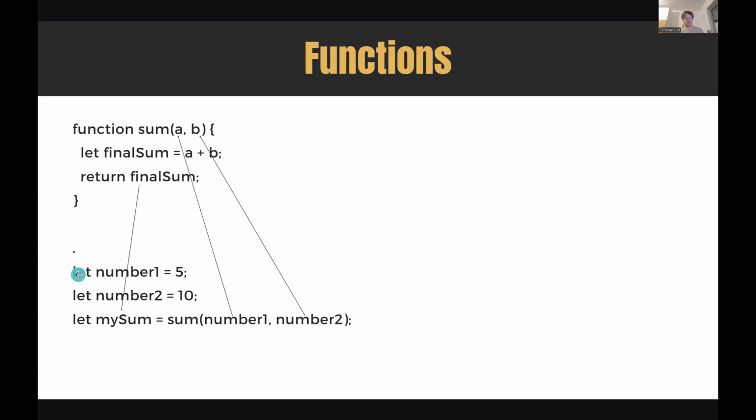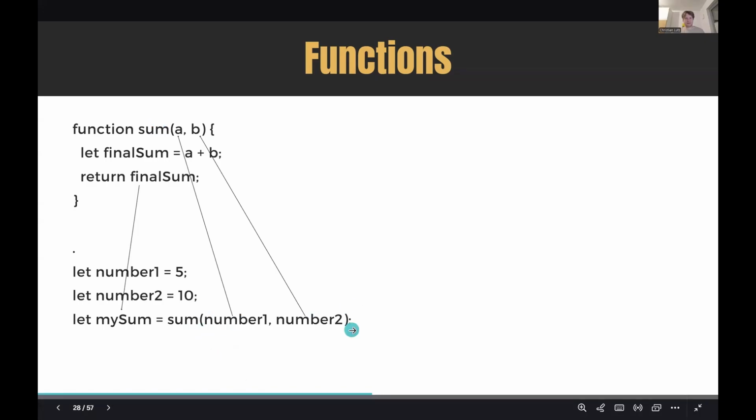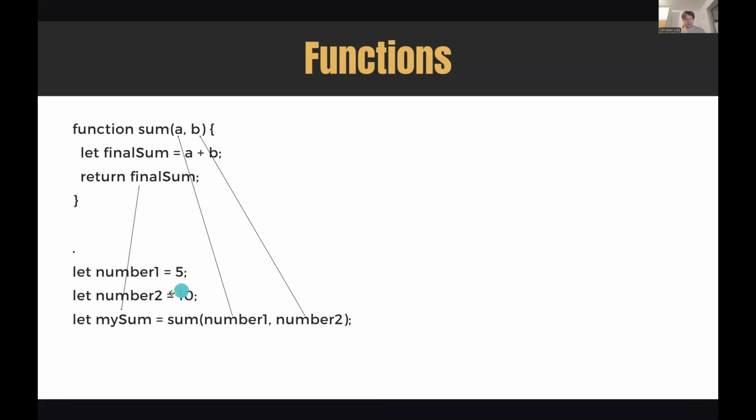But in your code, you say, okay, this is my number1 equals 5. number2 equals 10. Okay, so this one holds 5, this one holds 10. And then you write the name of the function here, opening bracket, closing bracket, number1, number2. So number1 will be A, number2 will be B. Okay, and then it will be used simply inside the function.